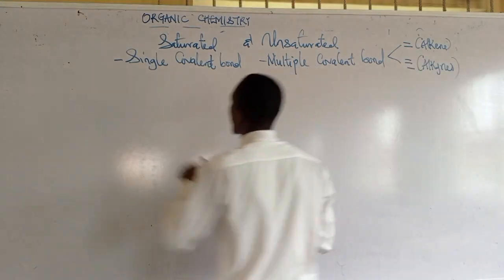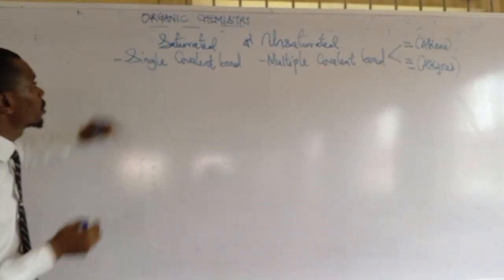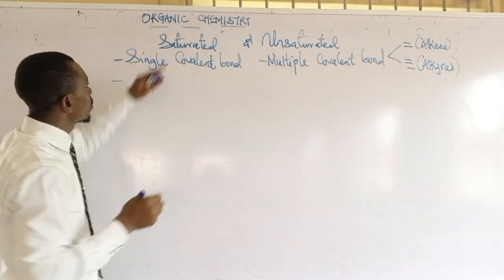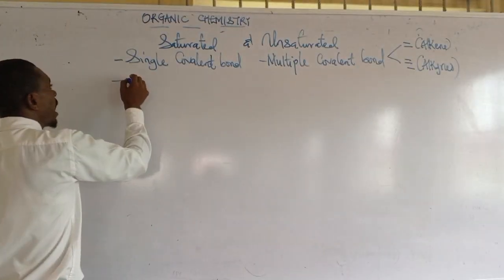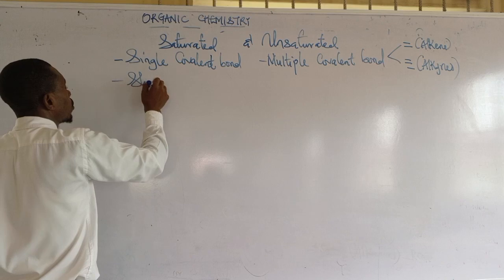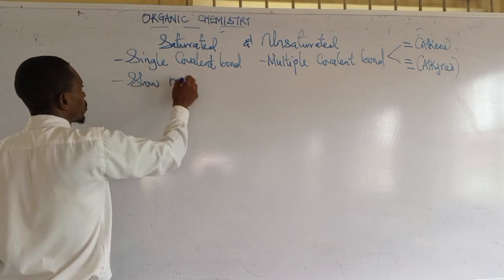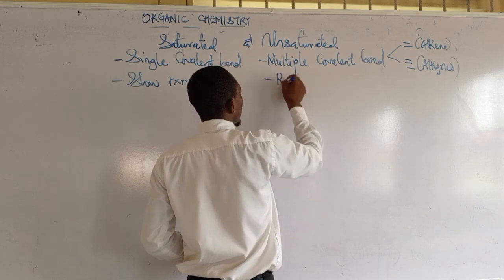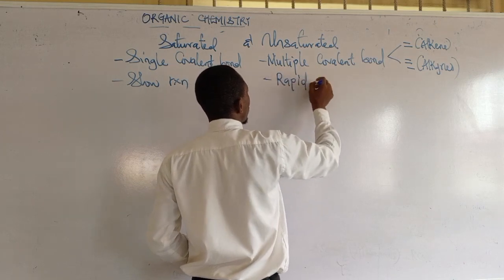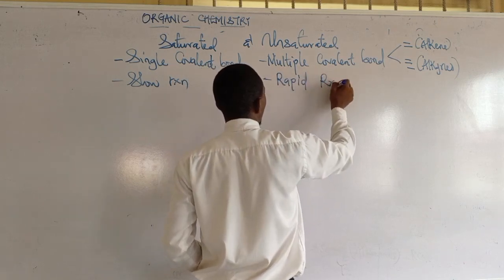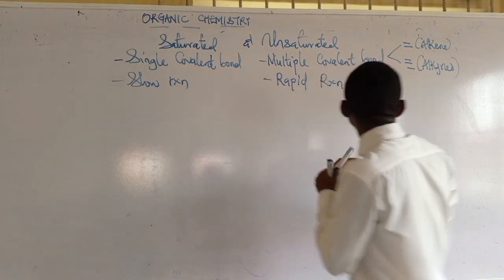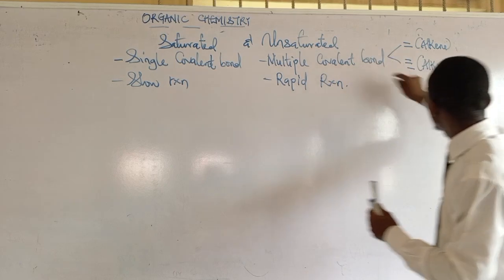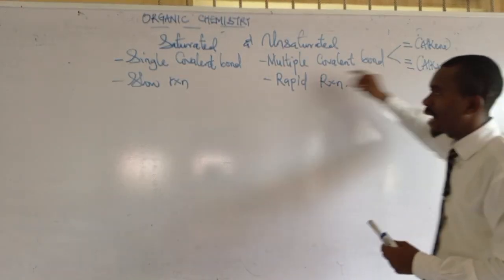Alright? So, that is in terms of the bond. Then number two is in terms of reactivity. Saturated compounds are slow. They have slow reactions. While unsaturated compounds are rapid in reaction, very fast. Hence, alkenes are more reactive than alkanes, and even alkynes are more reactive than the alkanes.